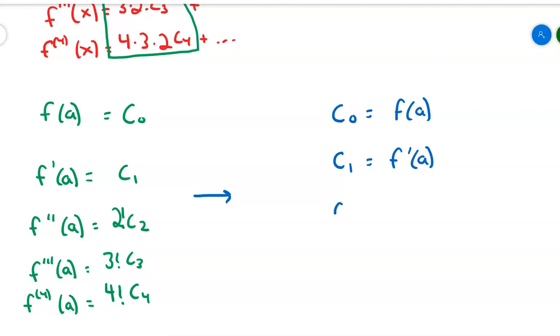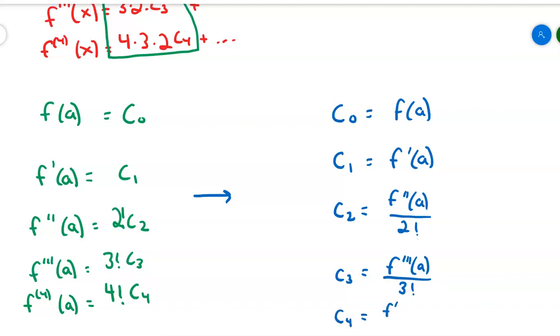All right, now, c sub 2, in order to get that, we're going to have to come here and divide both sides by 2 factorial. So I'll get f double prime of a over 2 factorial. C sub 3, then, will be f triple prime of a over 3 factorial. And if I can fit it, c sub 4 will be the fourth derivative evaluated at a over 4 factorial. Okay, good. We're almost there.